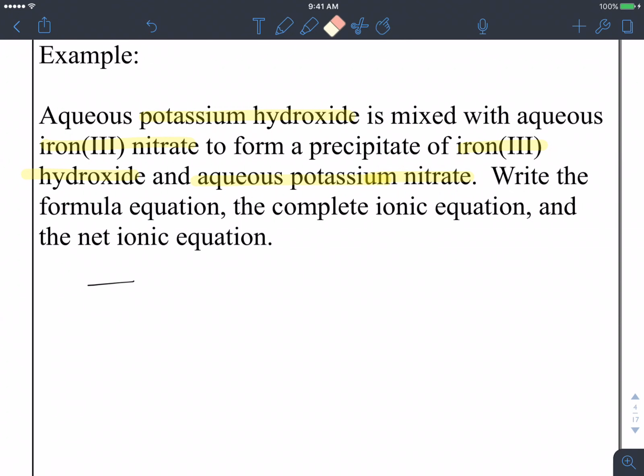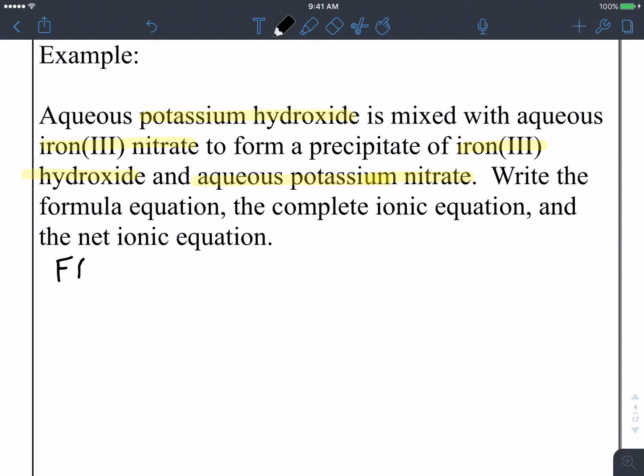All right, another example. I already went through and highlighted the compounds in here, but to read it out loud, it says aqueous potassium hydroxide is mixed with aqueous iron 3 nitrate to form a precipitate of iron 3 hydroxide and aqueous potassium nitrate. Write the formula equation, complete ionic equation, net ionic equation.